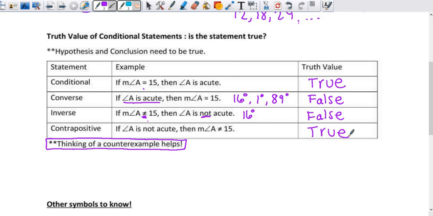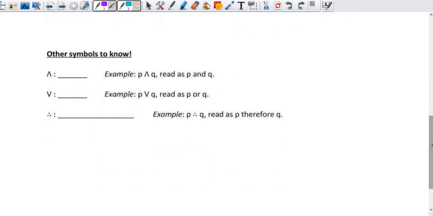All right, and last thing, you've got some other symbols that might be used, like the symbols we used on the front with our types of conditionals. You might see this upside down V. That means and. So you see P and Q right here, read as P and Q. You may also see the one that looks like a V, and that is or. So you have P or Q, read as P or Q. A good way to remember that is the and one kind of looks like an A. And then or is the other one.